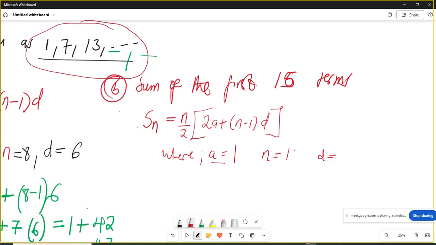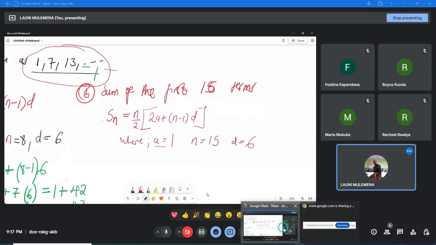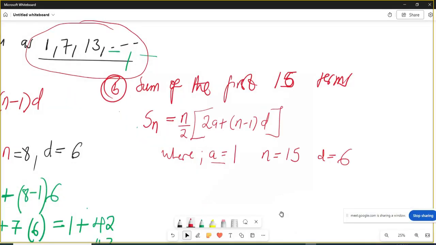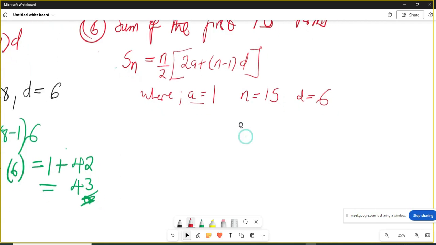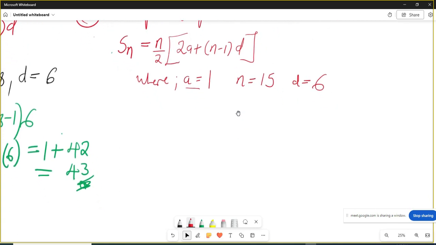Okay? N is 15. Common difference, we know to say the common difference is 6, because we are saying 7 minus 1, which is 6, or 13 minus 7, which is 6. Now, you can just go ahead, substitute, and find the sum of the first 15th term. Let's go ahead with the substitution.